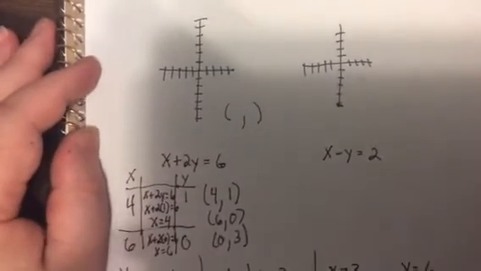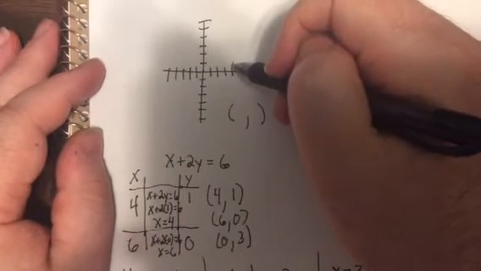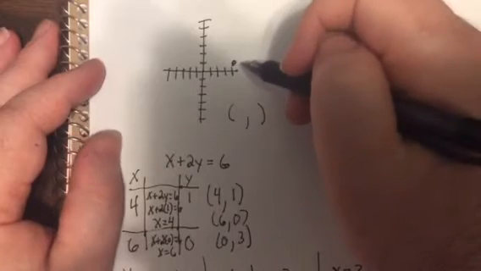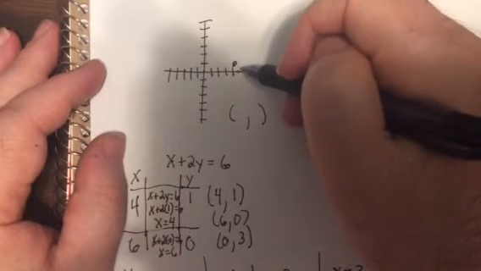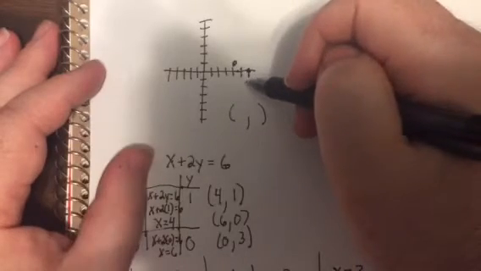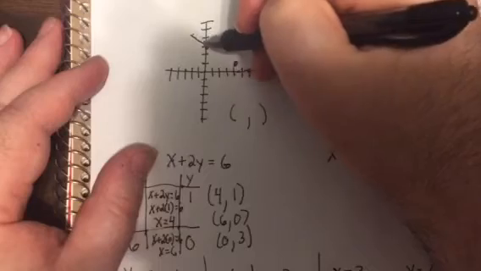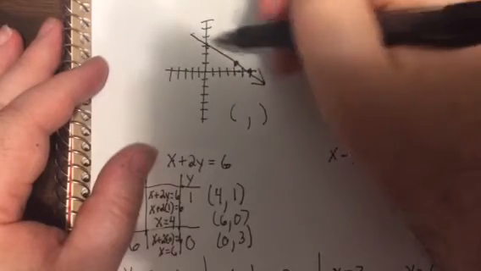So let's plot what we got. (4, 1): 1, 2, 3, 4, 1. (6, 0). Oops, I guess I'm going to have to go a little bit further. Ooh, notice we're right on the axis. That means something. (0, 3). So, not going to be perfect. Should get a ruler out.